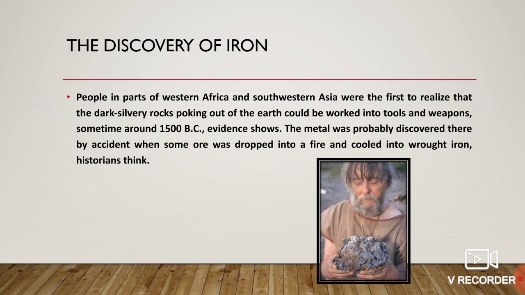Now the discovery of iron. According to the evidences, people in parts of Western Africa and Southwestern Asia were the first to realize the dark silvery rocks pointing out of the earth could be worked into tools and weapons sometime around 1500 BC. Historians think the metal was probably discovered there by accident when some ore was dropped into a fire and cooled into wrought iron.